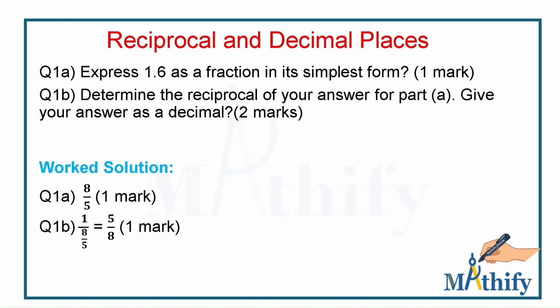Now, to get the final mark, we plug 5 over 8 into our calculator to work out our decimal. Our decimal would be 0.625. Therefore, x is equal to 0.625. These are your 2 marks secured.